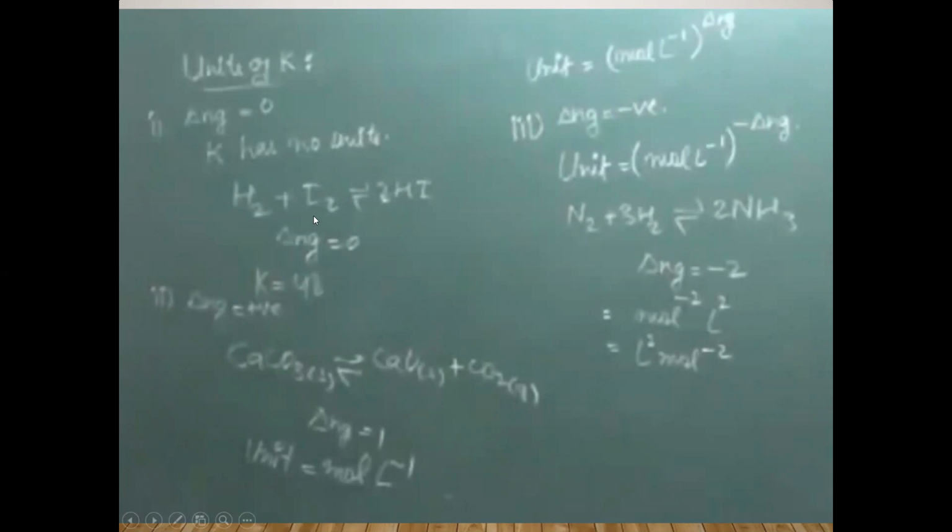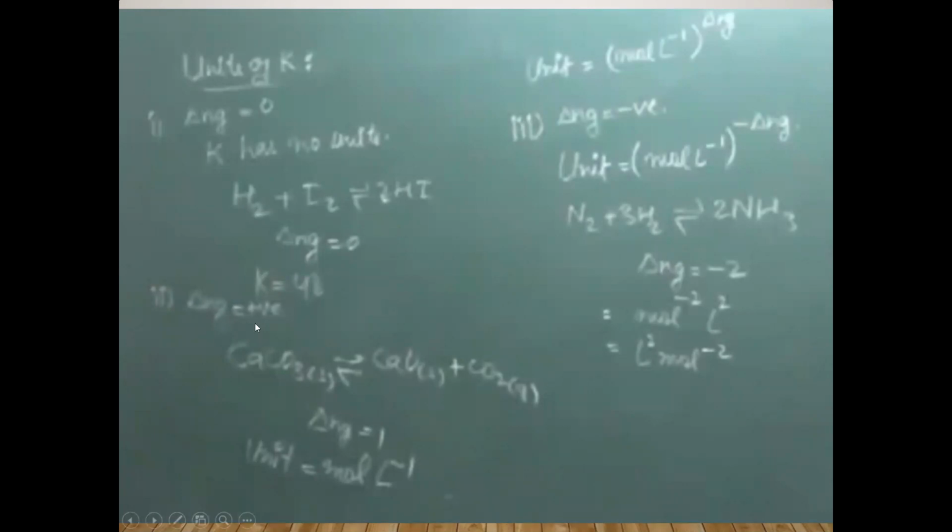Like for this reaction, the number of moles of product is 2, and the number of moles of reactant is also 1 plus 1, that is 2. So the value of delta Ng will be 0. So the equilibrium constant K for this reaction is 48. This is a fixed value. So we will not write any unit with this. The value of the equilibrium constant for this reaction is 48, only 48.